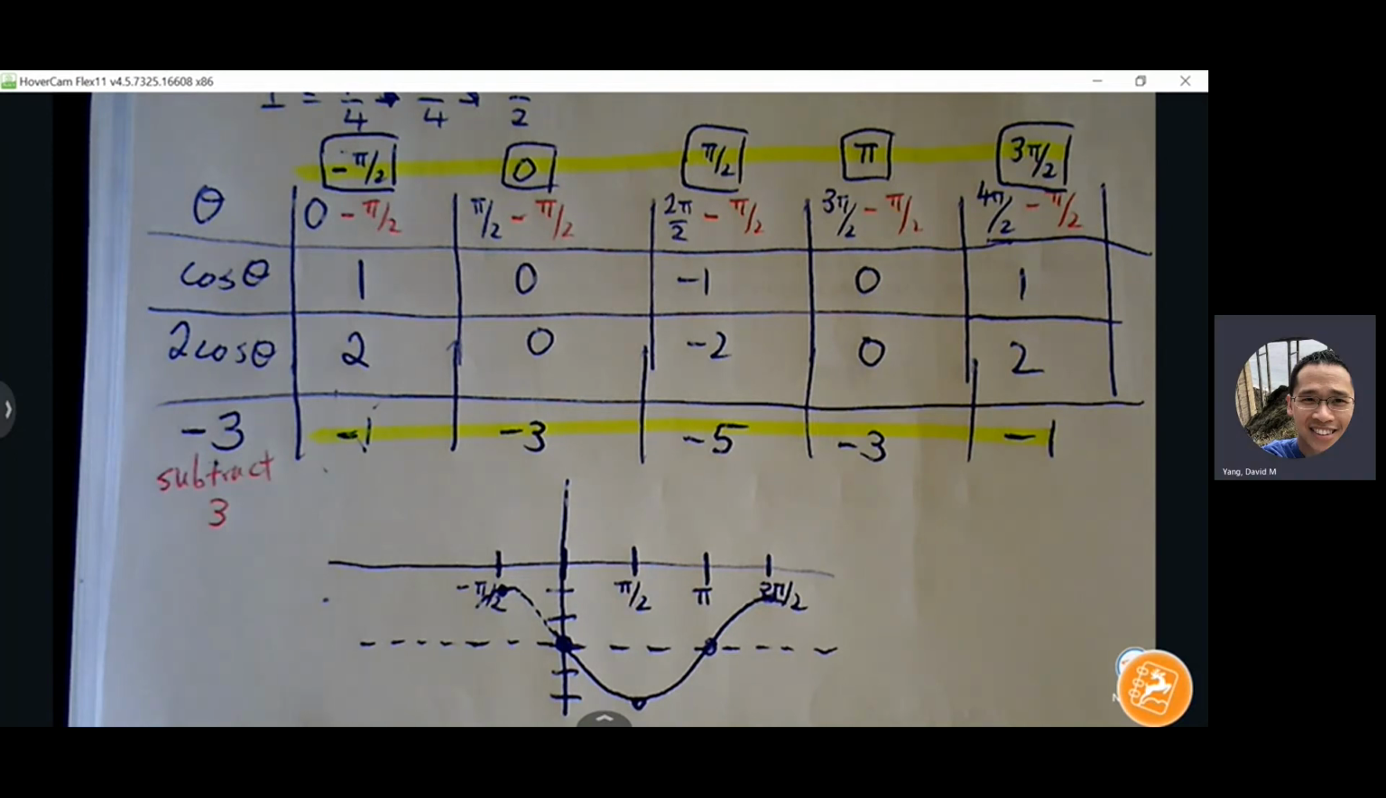Because it was pi over 5, you have to divide pi over 5. You can multiply that.